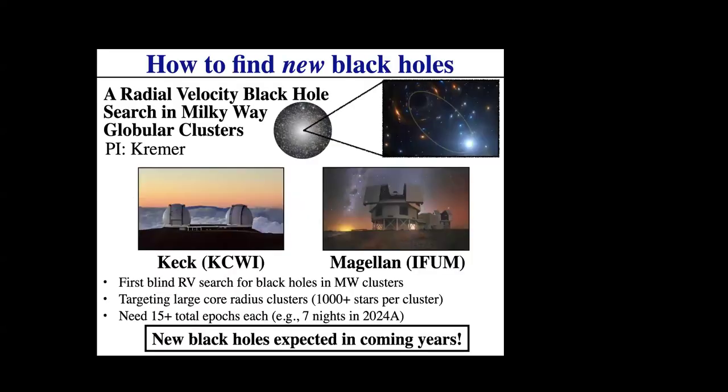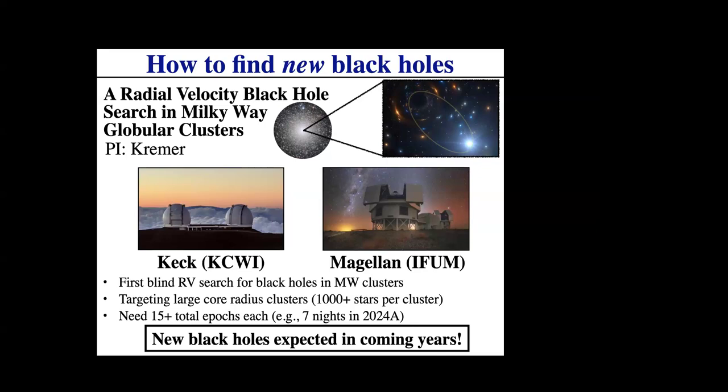So this large program that I've started, and which I'm going to be continuing at UCSD, is the first ever blind radial velocity search for black holes in a large number of Milky Way globular clusters. Essentially, we're building off of what the MUSE program did for NGC 3201 and a few other clusters in the Milky Way. We're making radial velocity measurements of large numbers of stars in the centers of globular clusters that we think from N-body simulations have large black hole populations, and trying to measure their orbits and ultimately find the stars that might potentially have black hole companions.